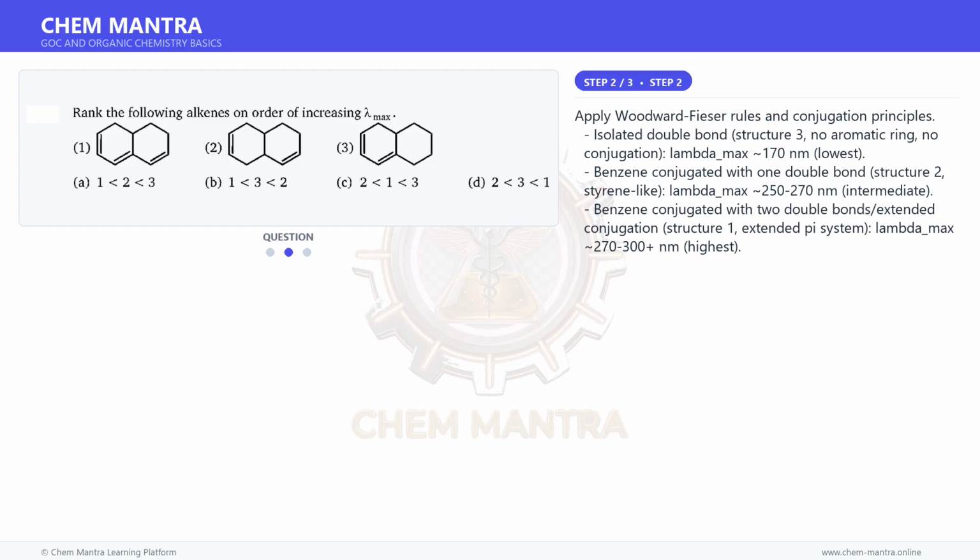Apply Woodward-Fieser rules and conjugation principles. Isolated double bond, structure 3, no aromatic ring, no conjugation, lambda_max about 170 nm, lowest. Benzene conjugated with one double bond, structure 2, styrene-like, lambda_max about 250 to 270 nm, intermediate. Benzene conjugated with two double bonds, extended conjugation, structure 1, extended pi system, lambda_max about 270 to 300 plus nm, highest.